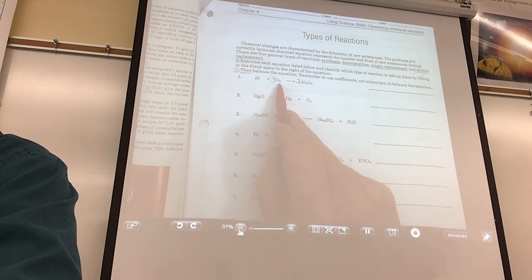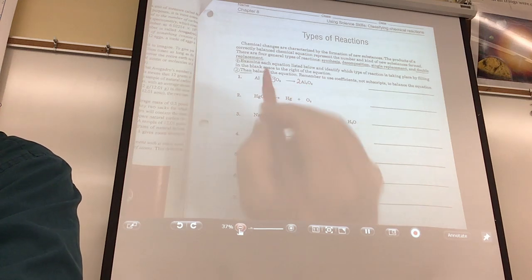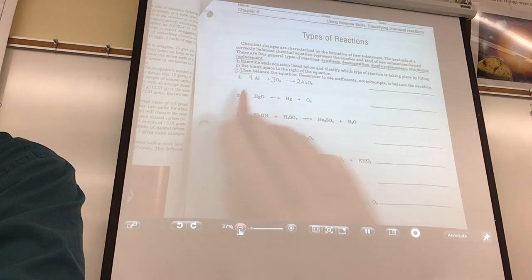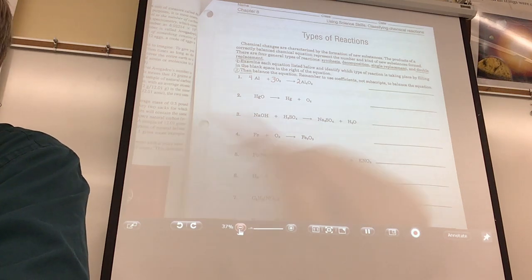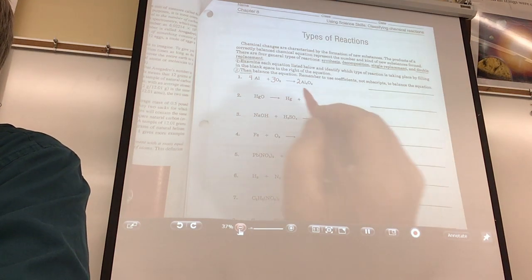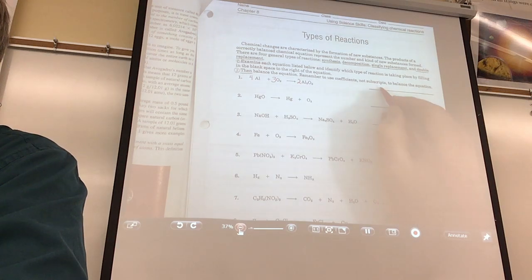That gives me 6 oxygens on the left, and I have 6 oxygens on the right, but that gave me 4 aluminums. And then I check to see if it can be reduced. It can't. And how would you classify this one? Synthesis. Yes, we had 2 things come into one, so synthesis.